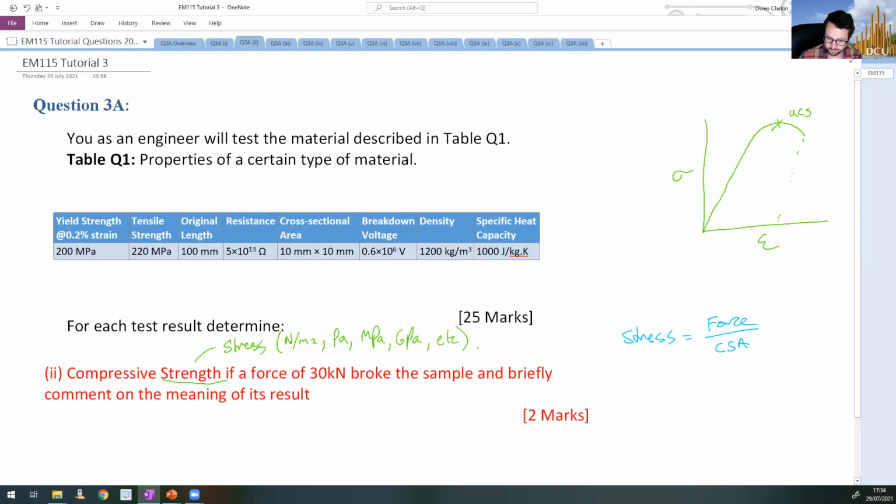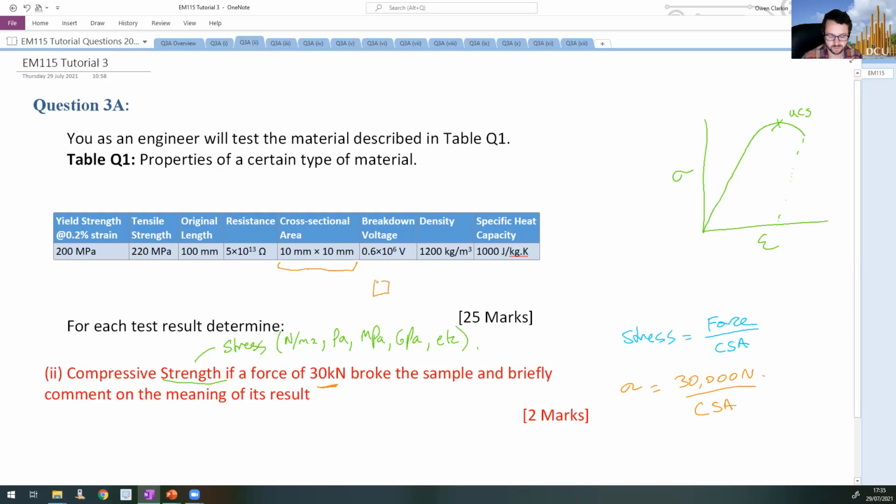So we want to find the stress, which is 30,000 newtons. Okay, so given the force divided by cross-section area. So are we given the cross-section area? Well, we are, but we're not given it as meters squared or anything. We're given it as the dimensions of the sample.